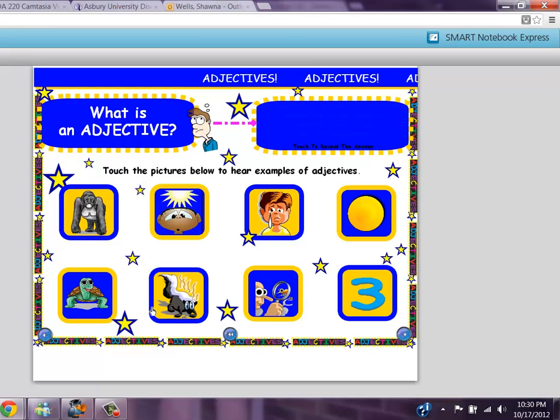Can an adjective describe a skunk? Smelly. Did you see the smelly skunk? And what could the number 3 mean to an adjective?